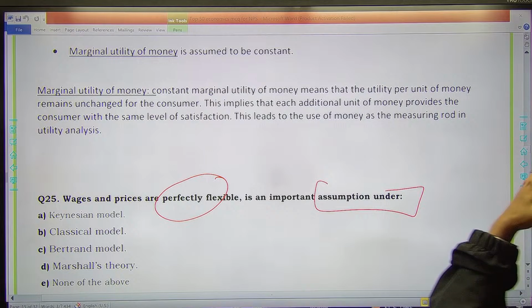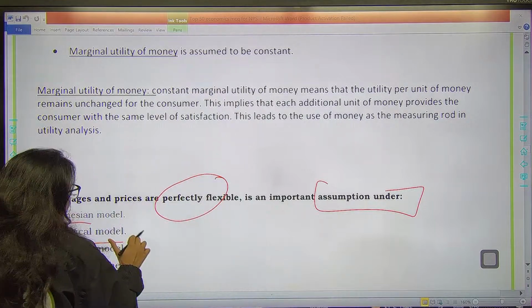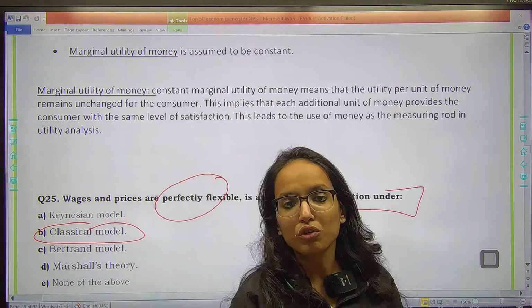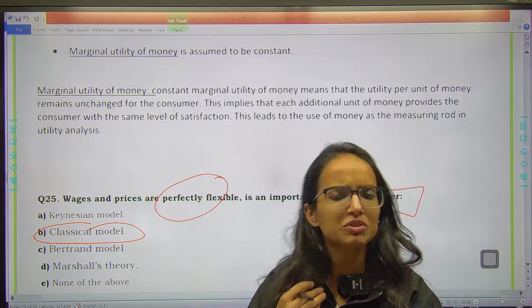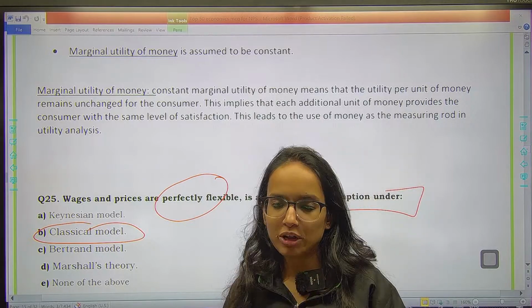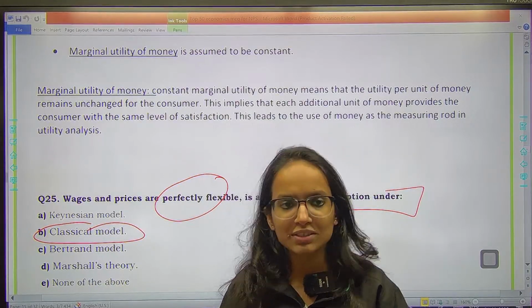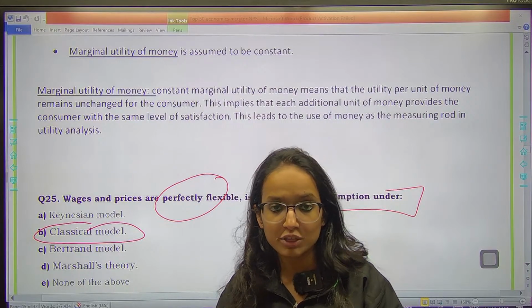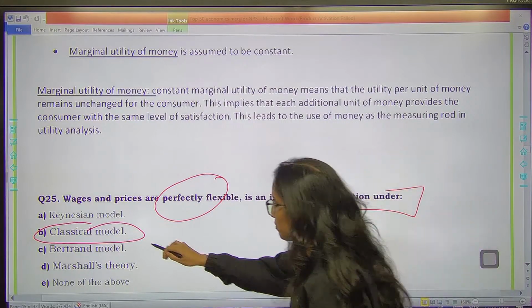Very good. It is the classical model, right? The classical model assumes that wages and prices are very flexible in response to each other. That is why the full employment level will eventually be reached. So this is the classical model's assumption.